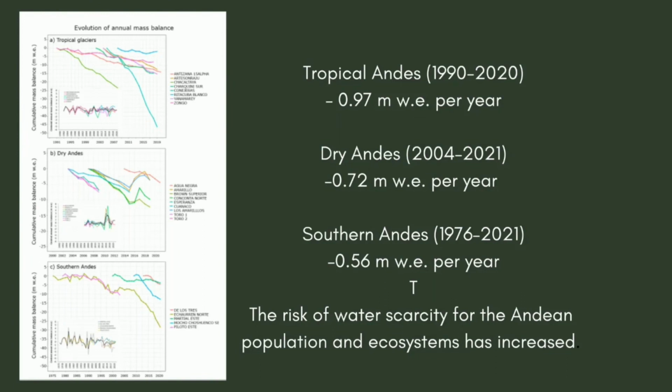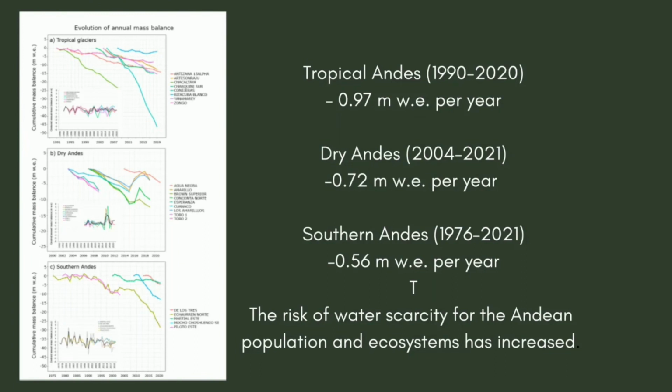and economic development pressures. The annual mass balance in the tropical Andes from 1990 to 2021 is 0.97 meter water equivalent per year, which corresponds to approximately a 30 to 50% loss of their area since the 1980s. Ice mass loss has increased the risk of water scarcity for the Andean population and ecosystems.